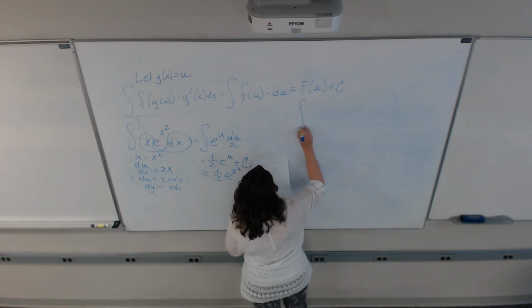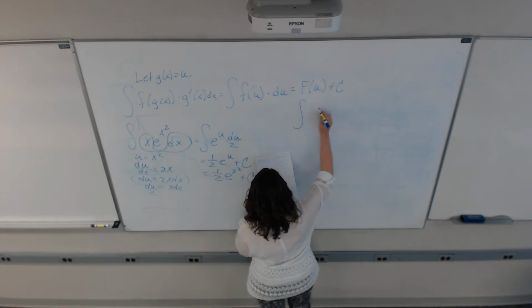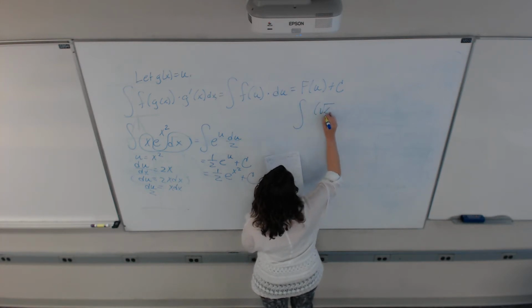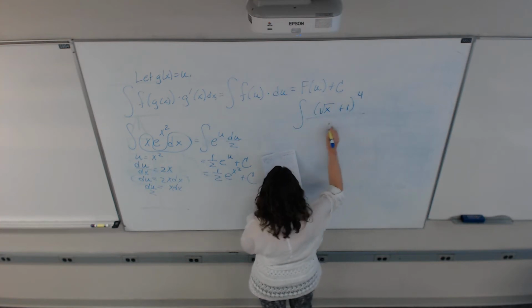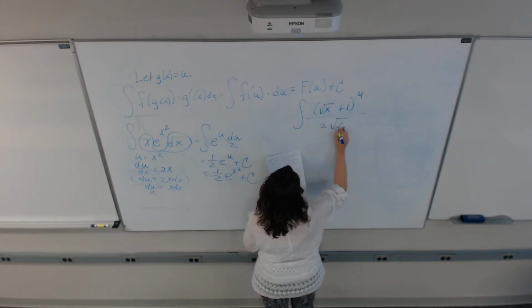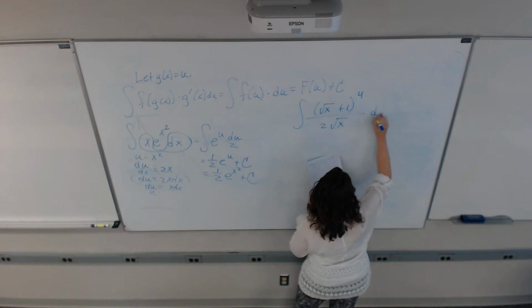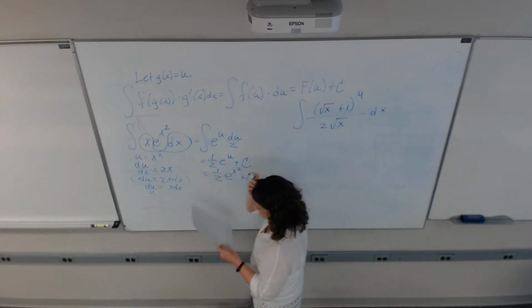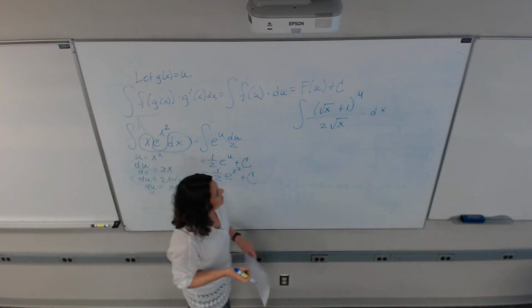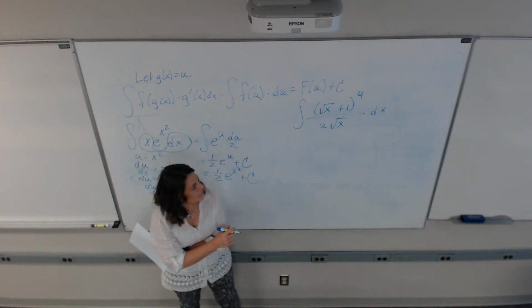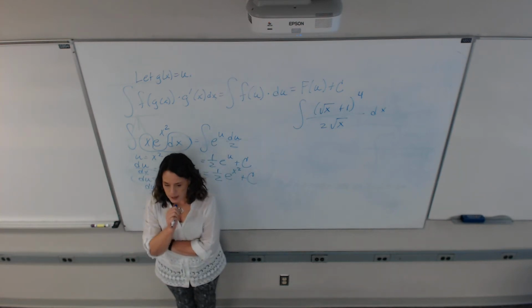So here is the integral of the square root of x plus 1 to the 4th power divided by 2 square root of x dx. Actually, this one may not be too bad. No, this one's not it. I'll find another one later on that uses this one. Okay, anybody want to make a guess?